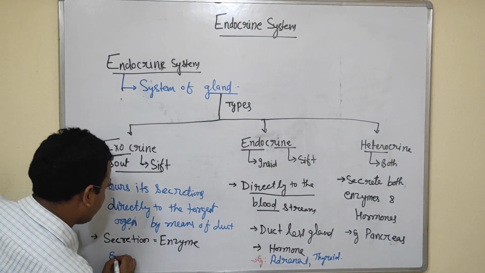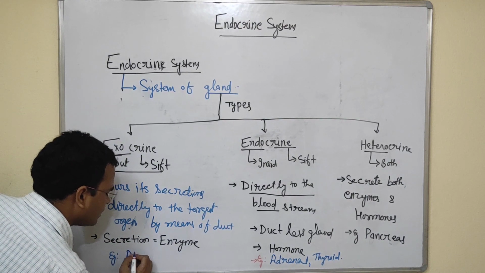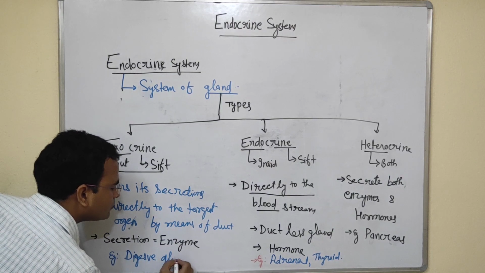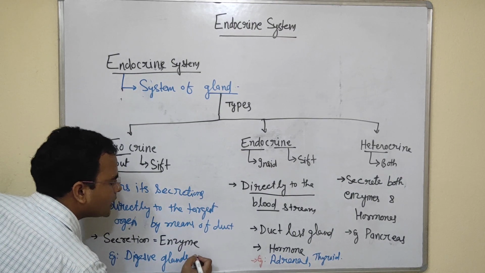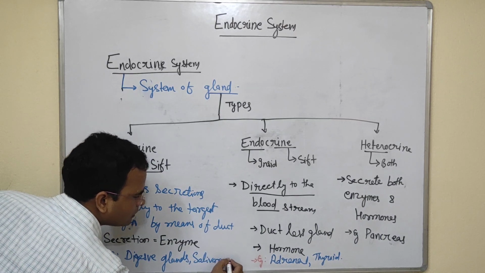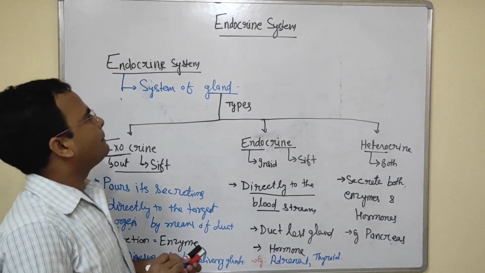Here the different examples of the exocrine gland are like the salivary gland, digestive glands, etc. So these are the basic differences.